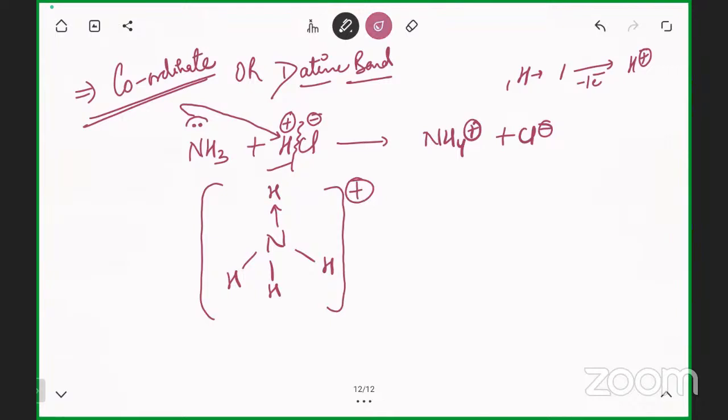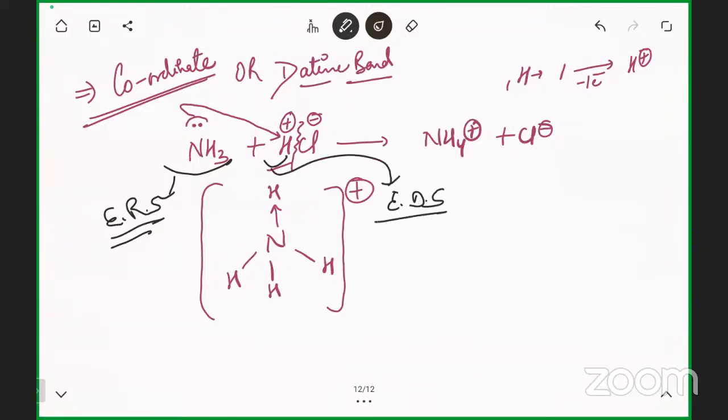So if I'm talking about dative bonding, this species is considered an electron rich species and this hydrogen is considered an electron deficient species, you can say. Am I right?